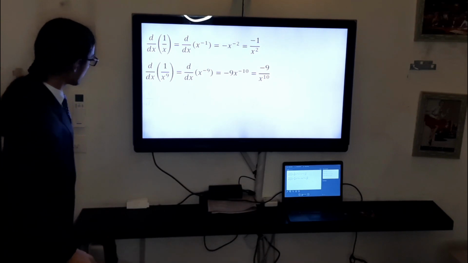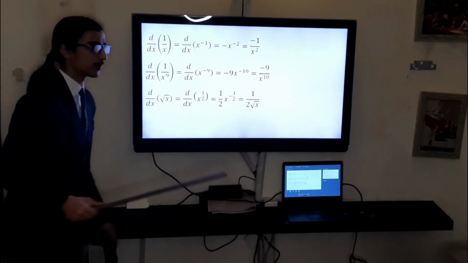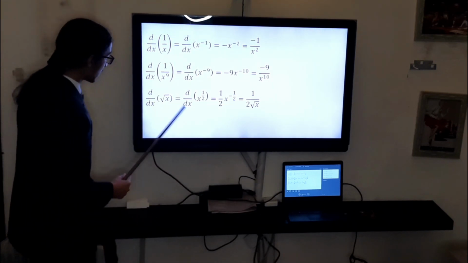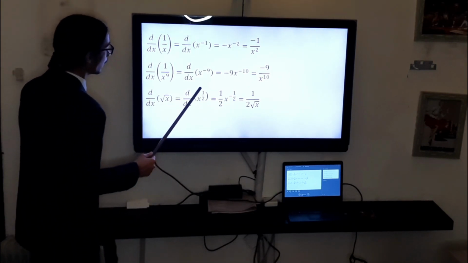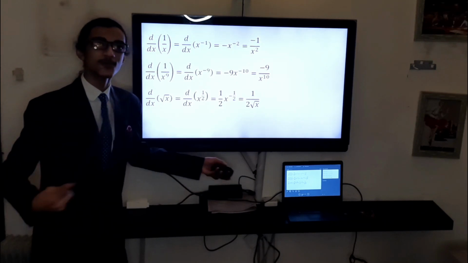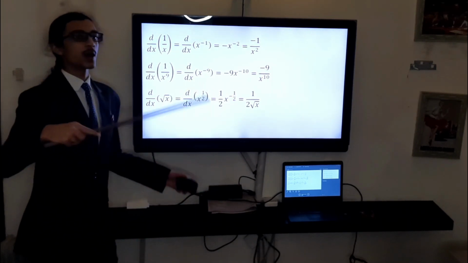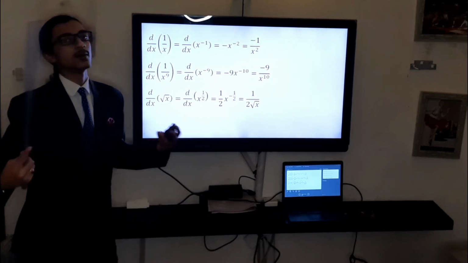Okay, great. Let's move on to root x. Now you might think, root x? What does root x have to do with the power rule? Well, as you might remember, we can write root x as x to the power 1 half. And the power rule also works for fractional powers. So we can bring half down, so we get half x to the power 1 minus half, which is going to be negative half.